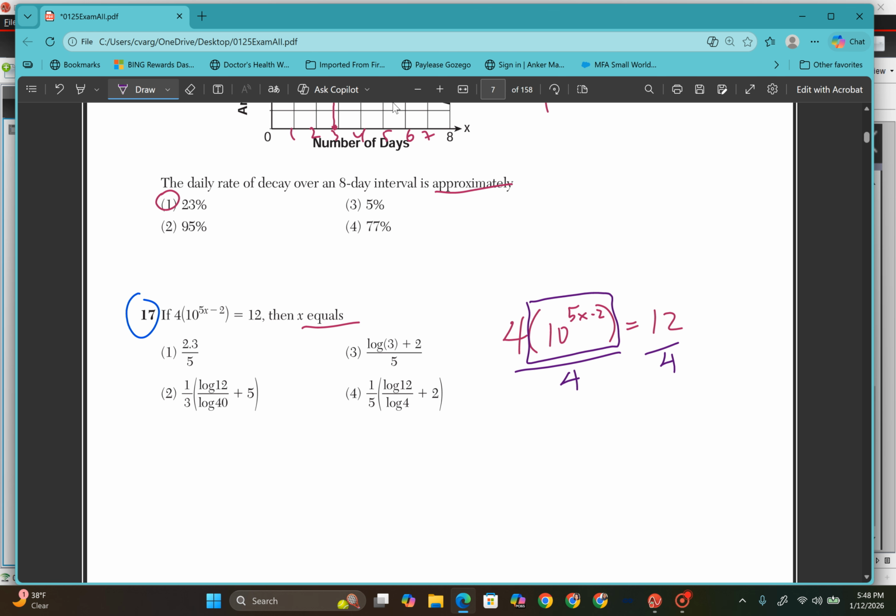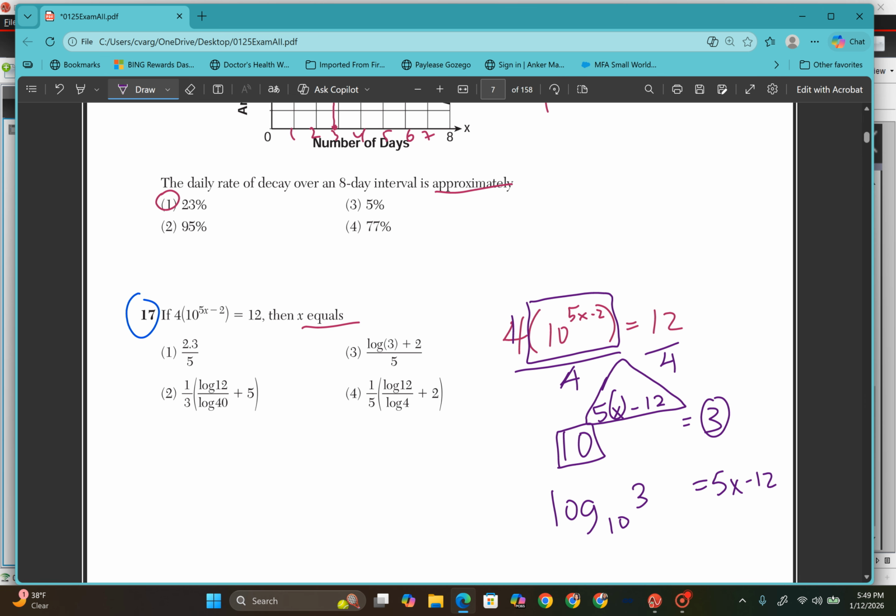Okay? So we get 10 to the 5x minus 2 is equal to 3. Now our x is in the exponent, which means that we have to do log. So log, our base is 10, so the 10 goes on the bottom. You with me? The answer to a log is the exponent. So we put 5x minus 2 here. We're just going to put it in different places. And then the 3 is going to go right here.